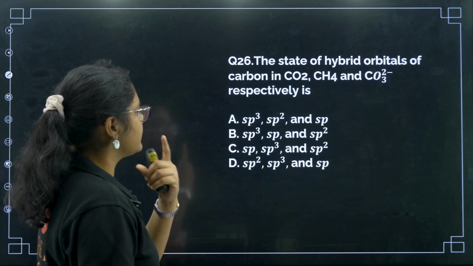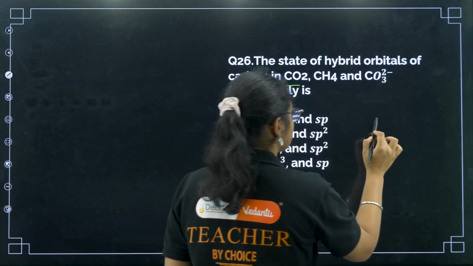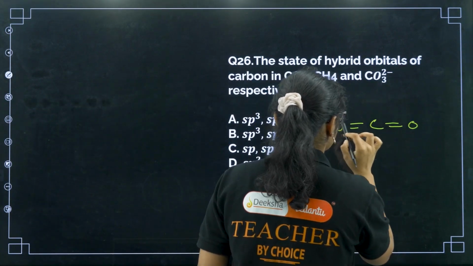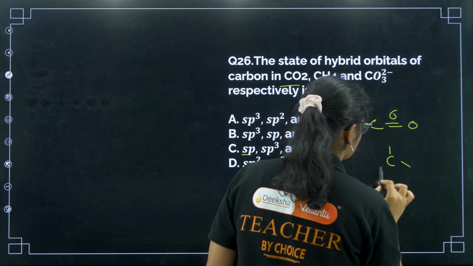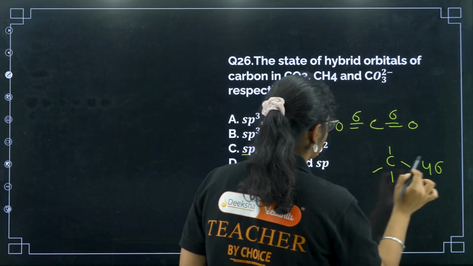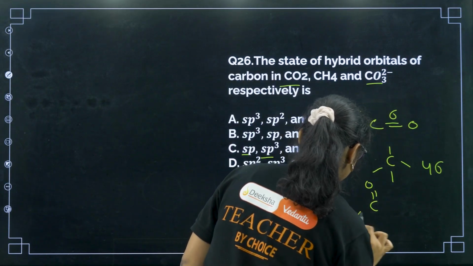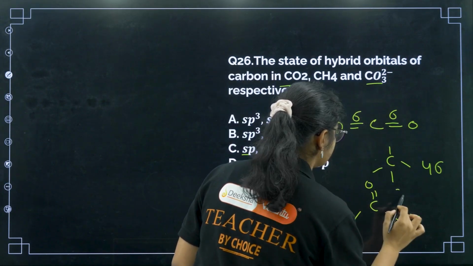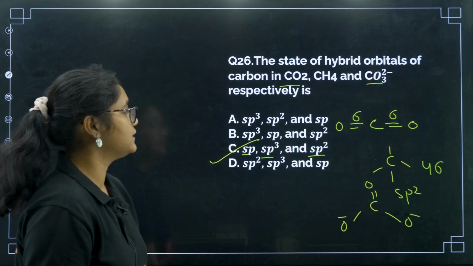Okay. Next, the state of hybridization. So in carbon dioxide the molecule is like this. We have 2 sigma bonds, so it is sp hybridization. CH4, okay, tetrahedral, 4 sigma bonds, so it is sp3. CO3 2 minus, we have 3 sigma bonds, so it is sp2. Okay, correct answer is option number C here.